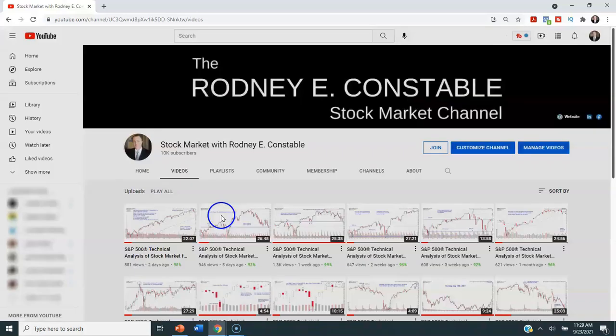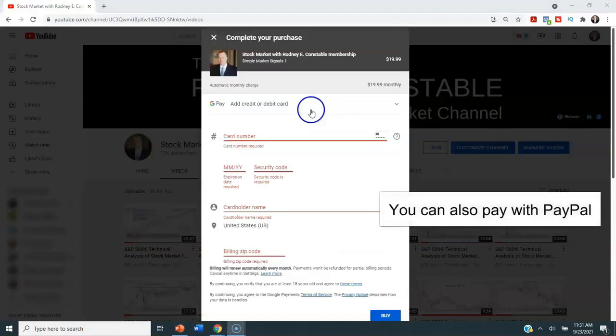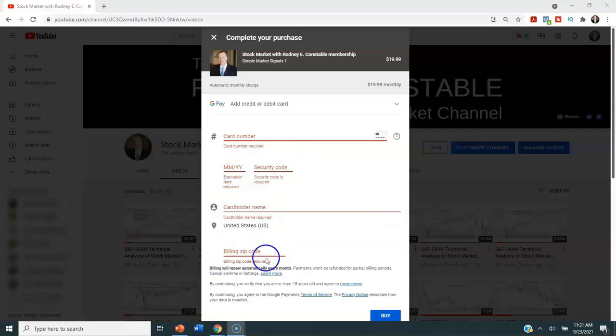And then you click on the join button and you want to add your credit card information. As you can see here, you can pay with either a credit or debit card. Enter your card number, the month and year of expiration, security code, cardholder name, and your billing zip code. So I'm going to fill all of this information in, and I will be right back.